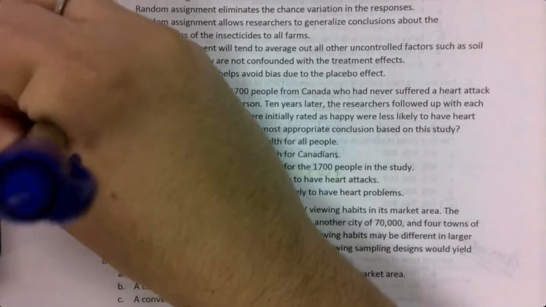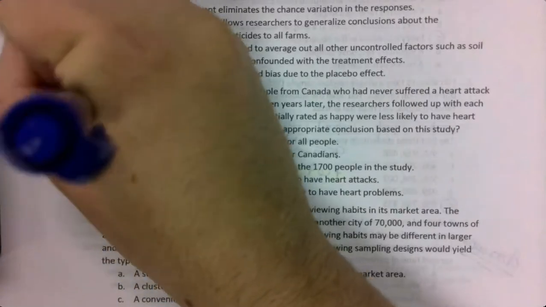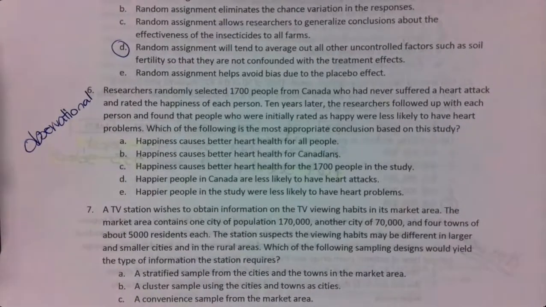Remember, this is an observational study. They didn't actually tell the people to be happy or not and do things to improve their happiness. They just check in and observe. So A is happiness causes better heart health for all people. B, happiness causes better heart health for Canadians. C is happiness causes better heart health for the 1,700 people in the study. D is happier people in Canada are less likely to have heart attacks. And E, happier people in the study were less likely to have heart problems.